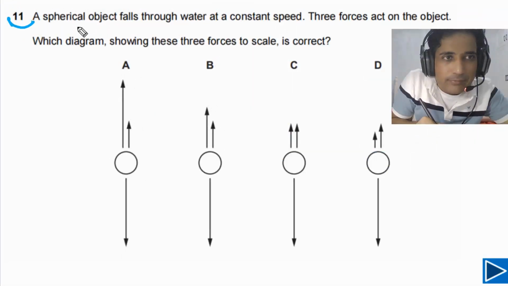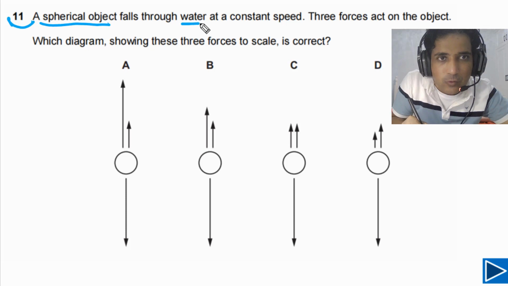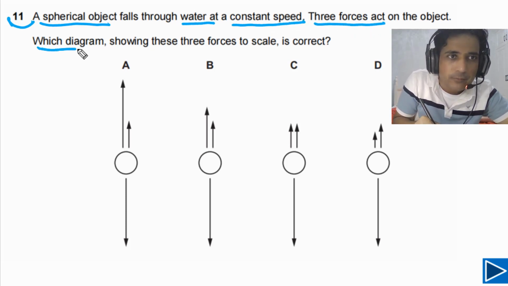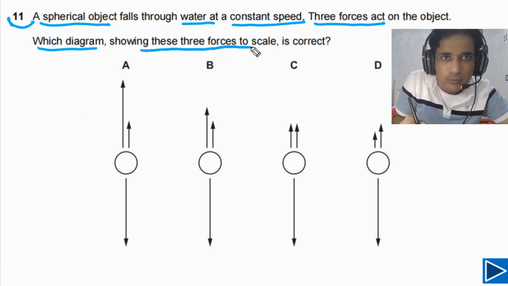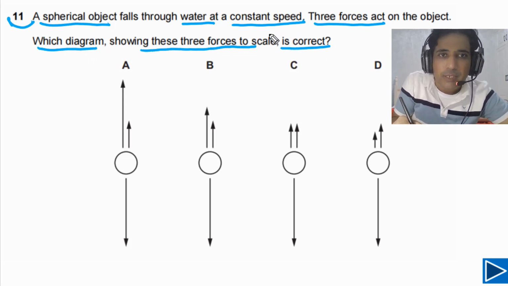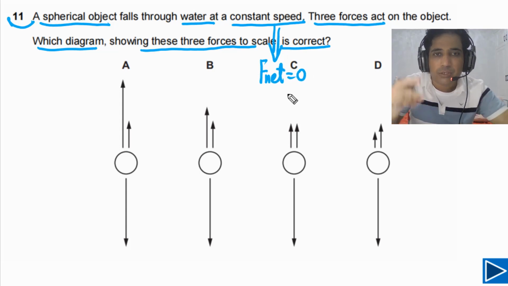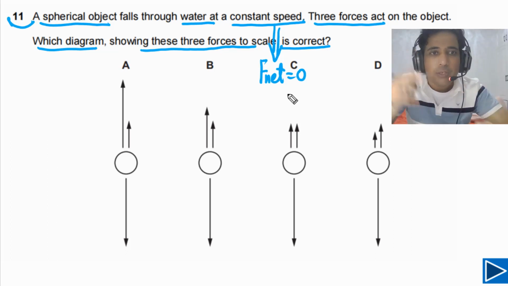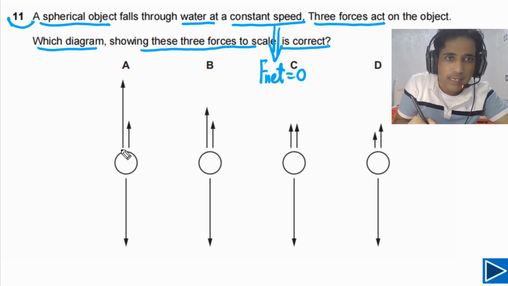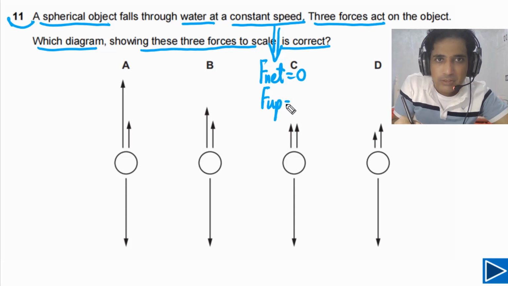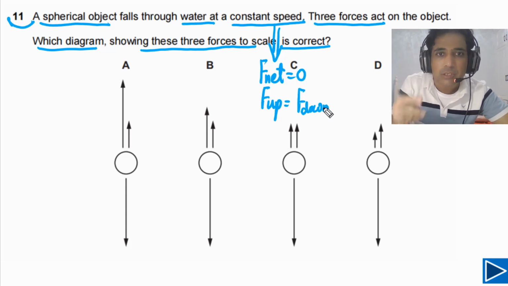For our question number 11, it is given to us: a spherical object falls through water at a constant speed. Three forces act on the object. Which diagram showing these three forces to scale is correct? Now we need to understand it is given to us constant speed. So constant speed simply means that F net on the object is equal to 0. It simply means that forces are balanced. So if forces are balanced, it means that the sum of upward forces has to be equal to the sum of downward forces. So this is the key concept we need.